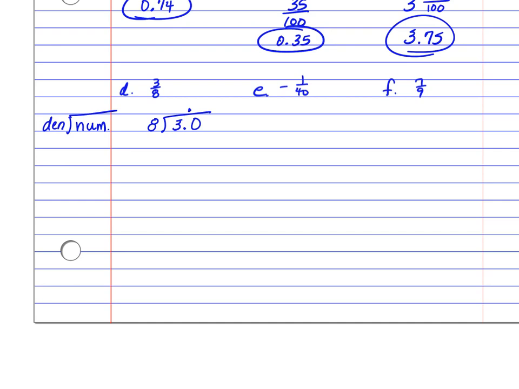Since 8 does not go into 3, I'm going to put a 0 above the 3, but 8 does go into 30 3 times. 3 times 8 is 24, and when I subtract, I get 6. Bring down the 0. 8 goes into 60 7 times, and we get 56. Subtract and get 4. Bring down a 0, and 8 goes into 40 5 times. Since we did end up getting a remainder of 0, we know that we are finished. So this answer is 0.375.